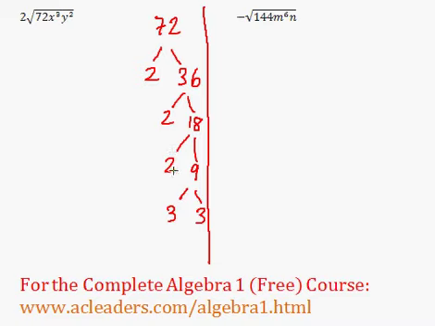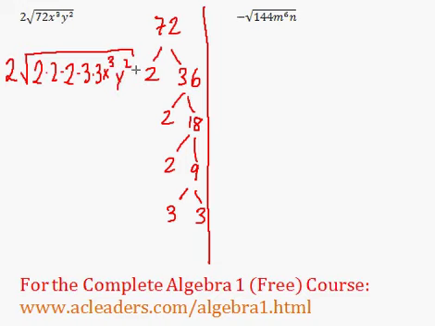Now that we only have prime numbers, we're done with our factor tree. And 72 is just 2 times 2 times 2 times 3 times 3. So now let's rewrite that. Over here we have the 2 outside of the radical. So I have a big radical, and instead of 72, I'm just going to write 2 times 2 times 2 times 3 times 3, and we still have the x cubed y squared.